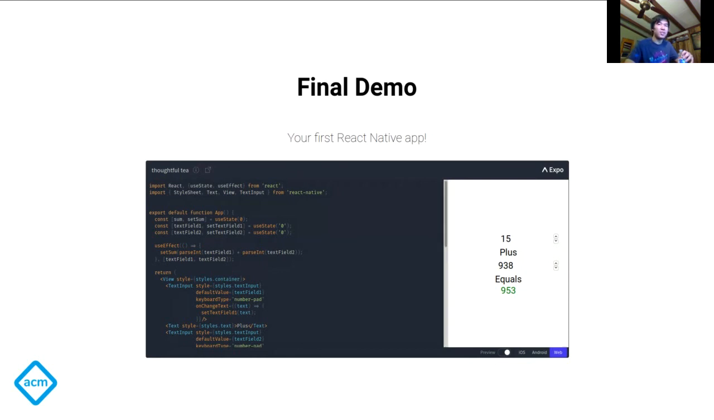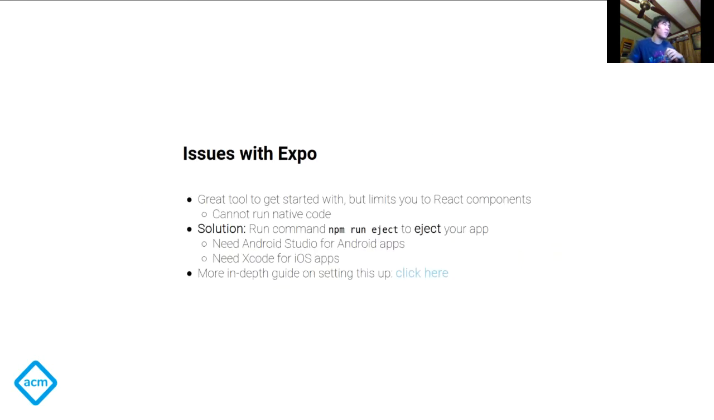Alright, so we don't have any questions. I'm going to go over a little bit, just some caveats with Expo. It's a great tool to get started with, but it does limit you to using only React and React Native components. So let's say your friend or something wrote this really cool Android component using Java. Well, you can't really use that if you're using Expo. That's the problem. So you can run the command npm run eject to eject your Expo app.